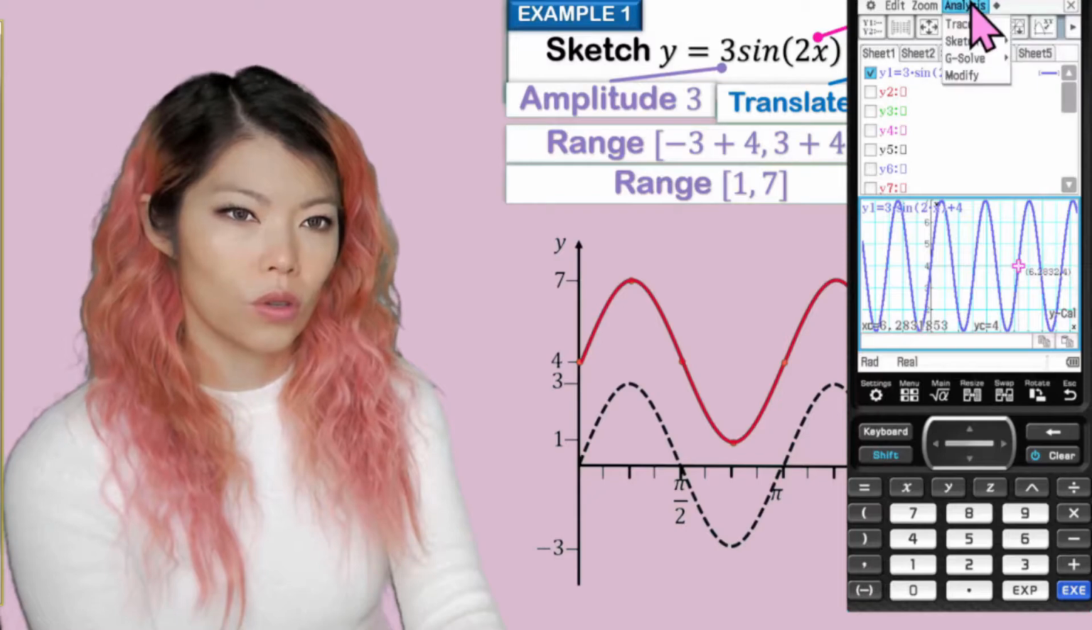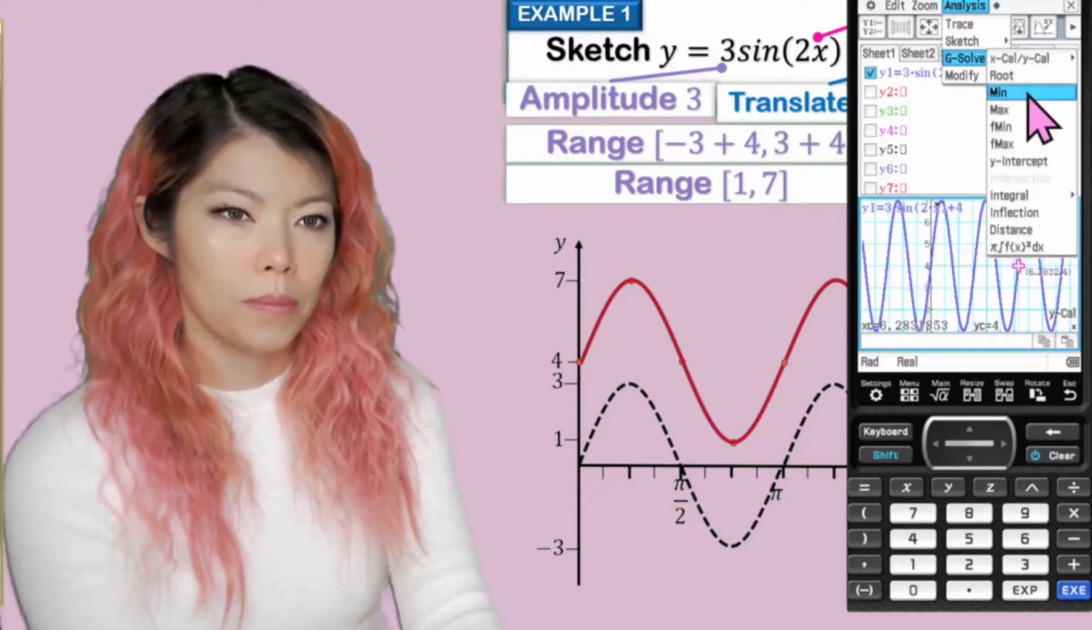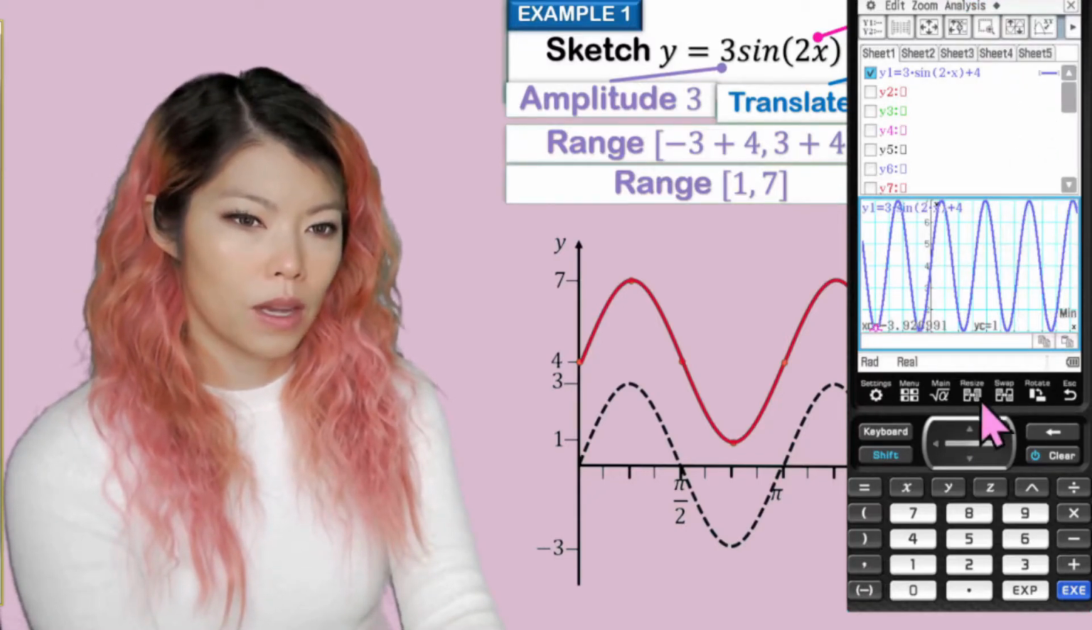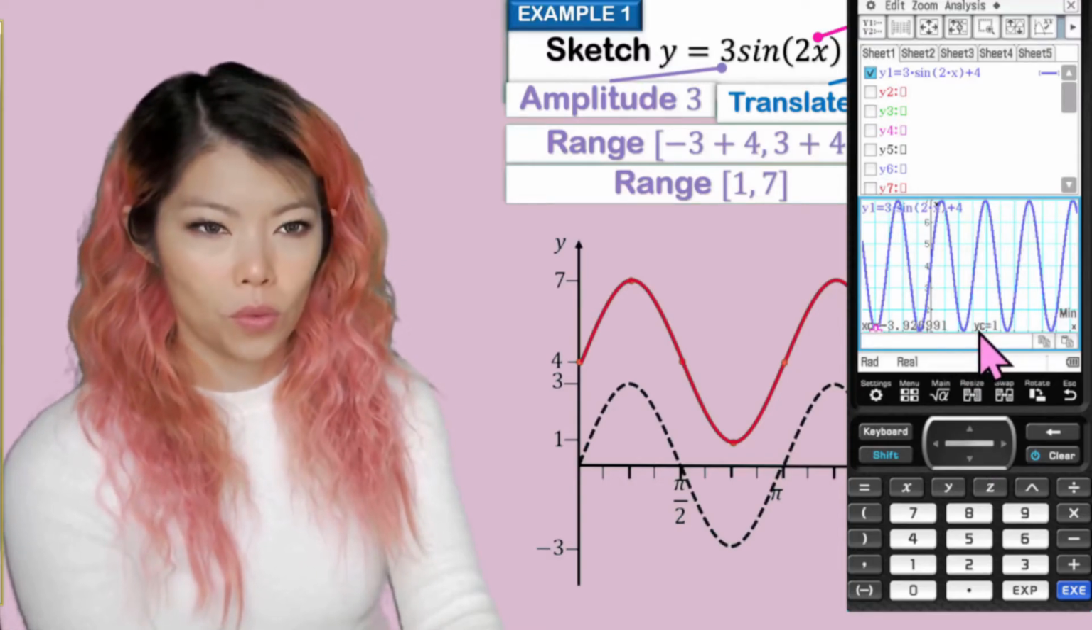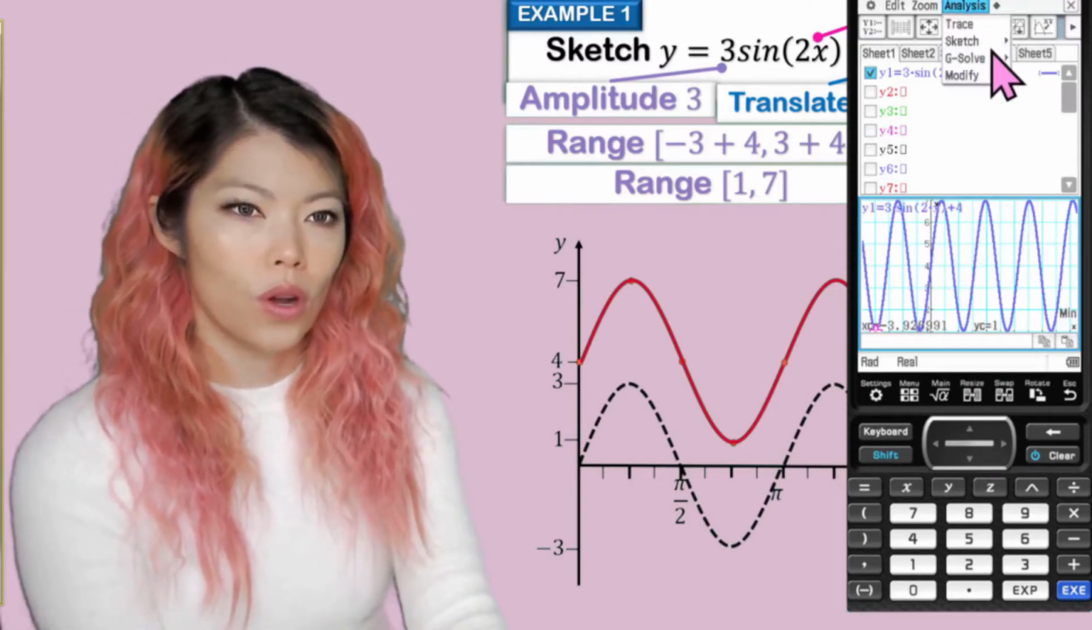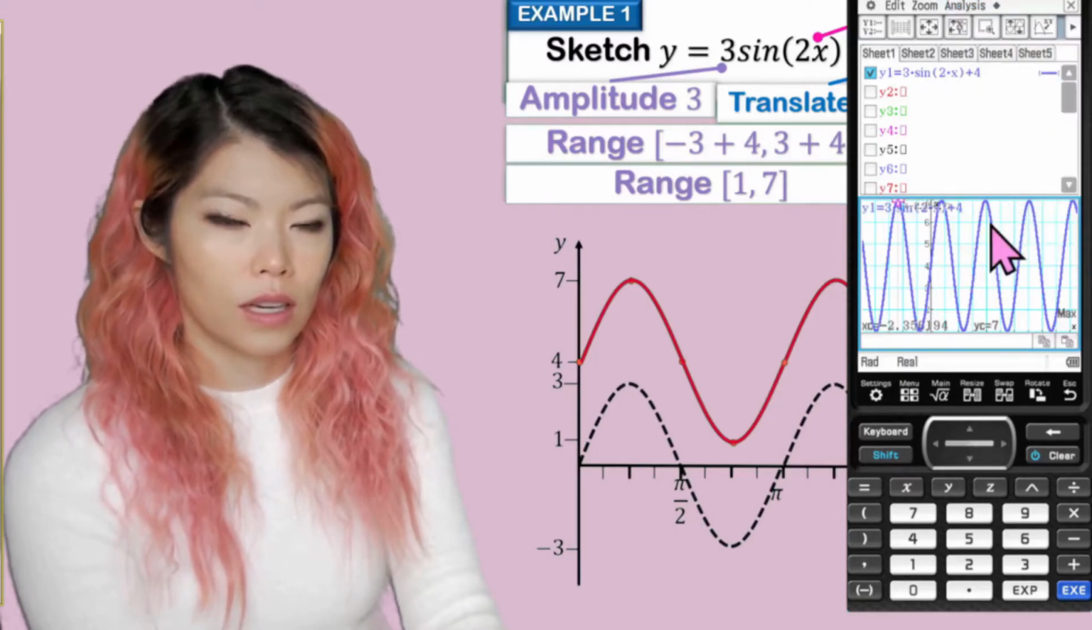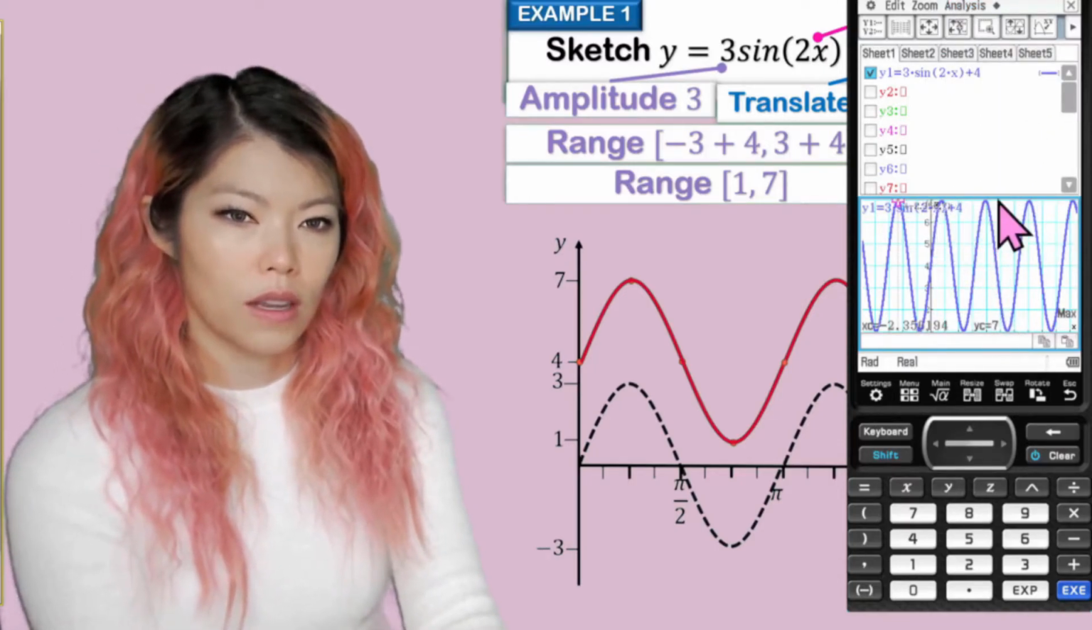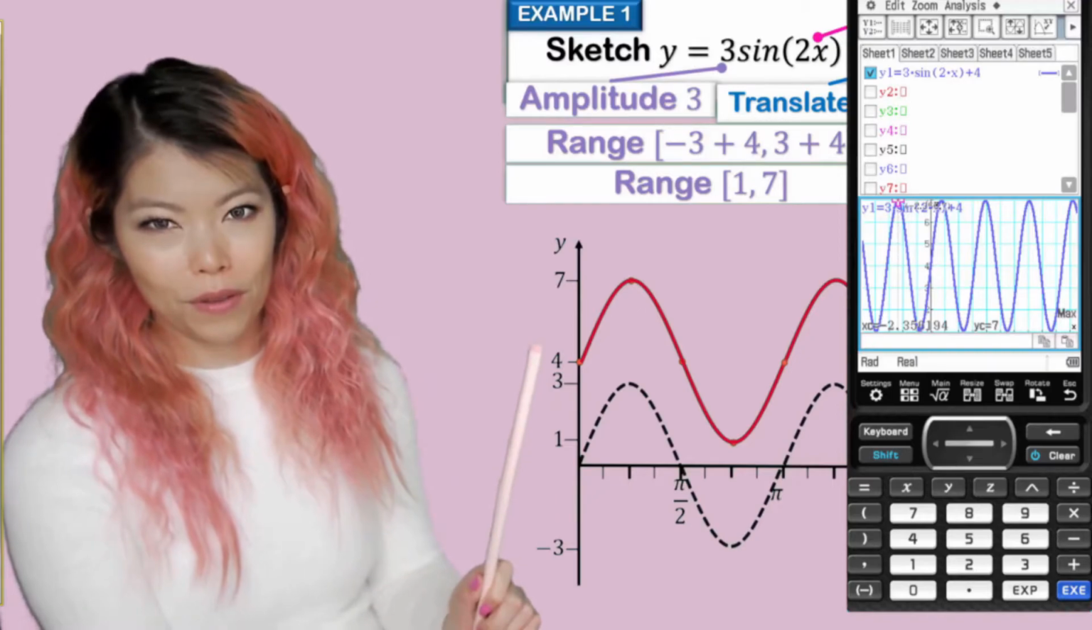And you can also do maximum minimums. So you can find what the minimums are. So you know that the lowest value is 1, and then you can look for gsolve max to find the highest values, which is 7, same as our graph over here.